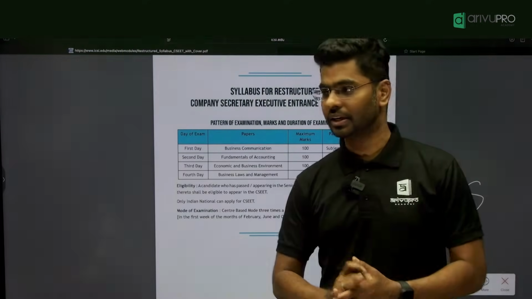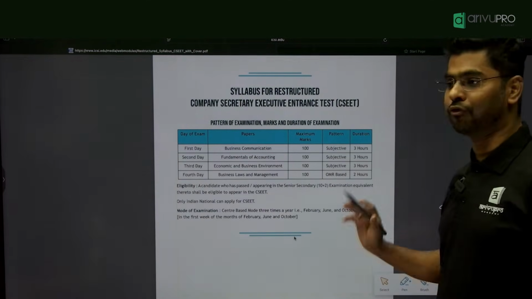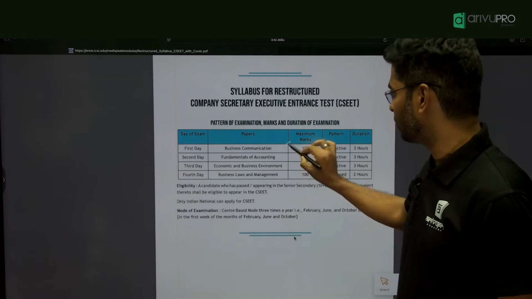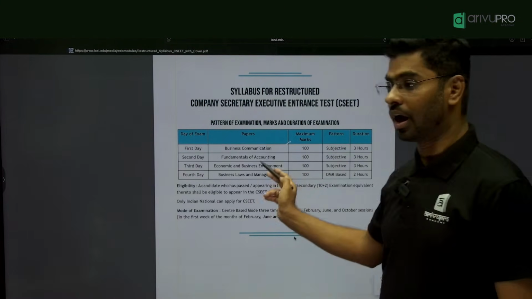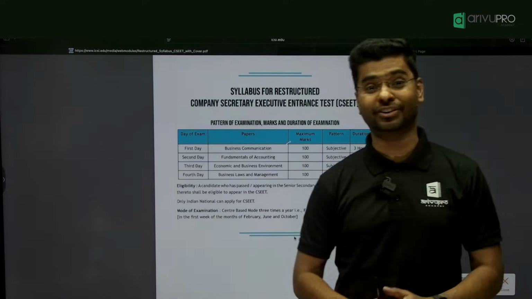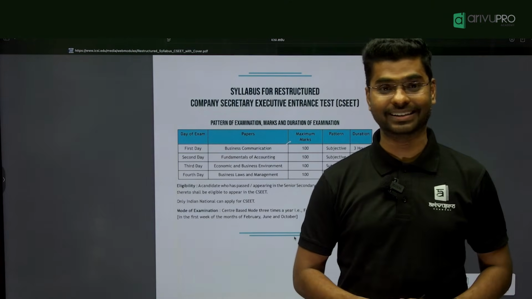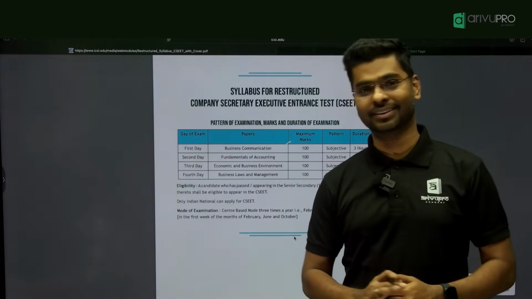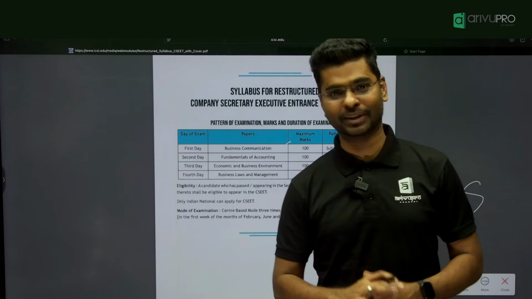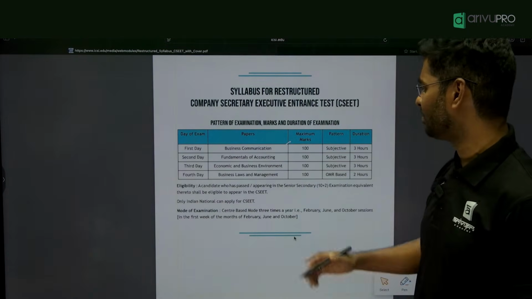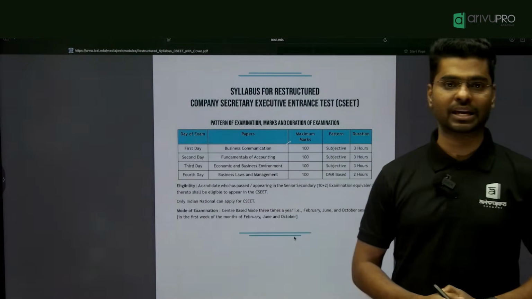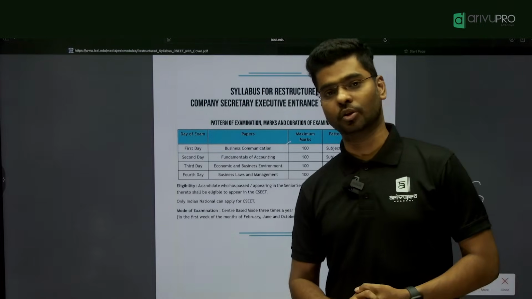Now the new syllabus comprises of your 4 papers. The first one is your business communication. Then your accounting. Accounting is back after a very long time for the CSEET guys. This was a nightmare earlier. Hopefully it should not be going further. Then you have your economics and business environment, and the 4th paper is your business law.